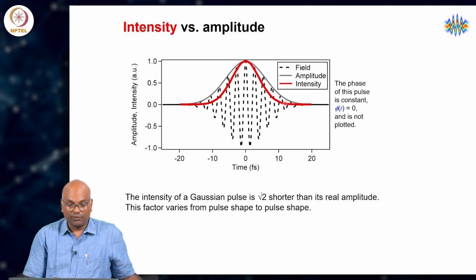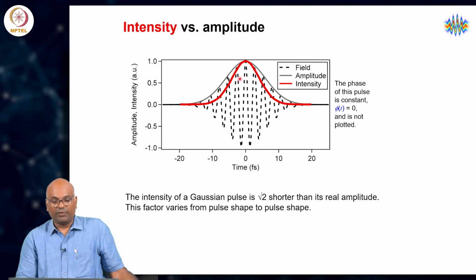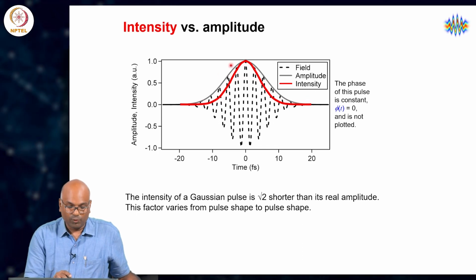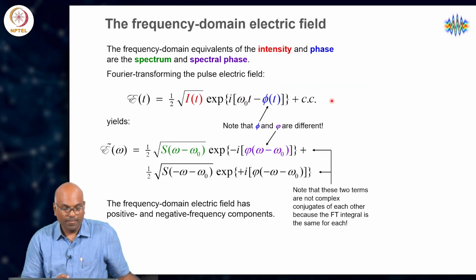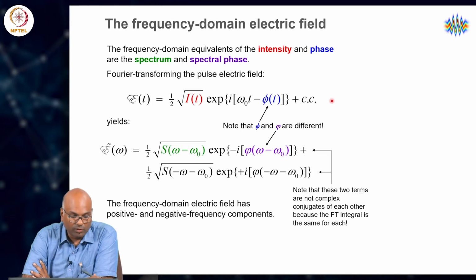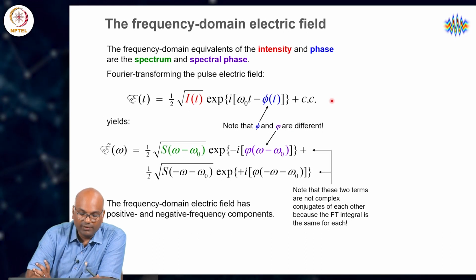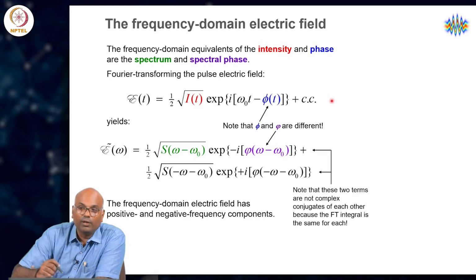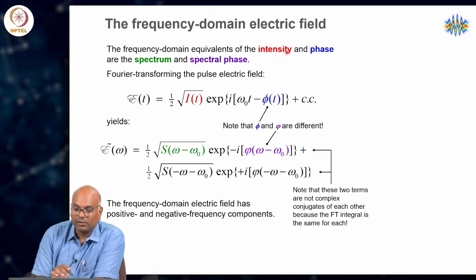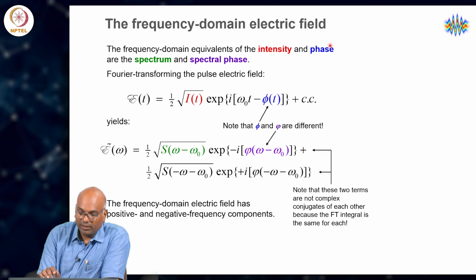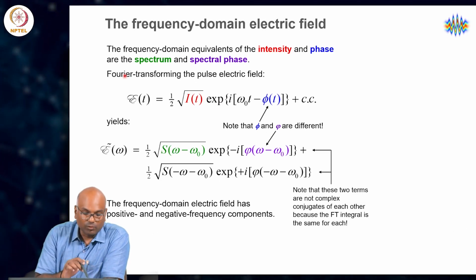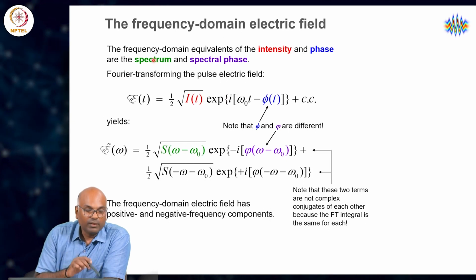This is an idealization, of course, and we have an envelope for the field and intensity, that is I of t, which is the red curve, and square root of I of t, which is the gray curve on top. We moved on to the frequency domain description of these pulses, where we have equivalent descriptions of the same kind of quantities: the intensity in the time domain, the phase function in the time domain, I of t and phi of t, as well as the spectrum now corresponding to the intensity in the spectral domain.